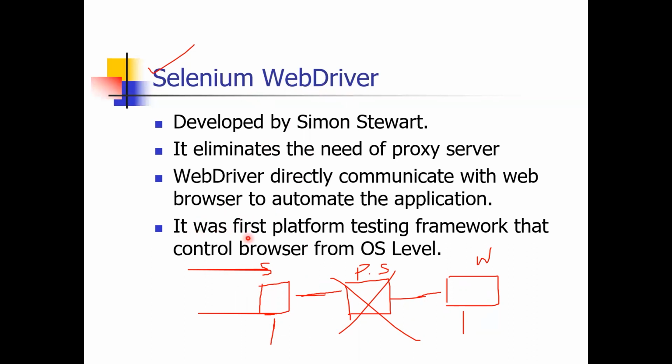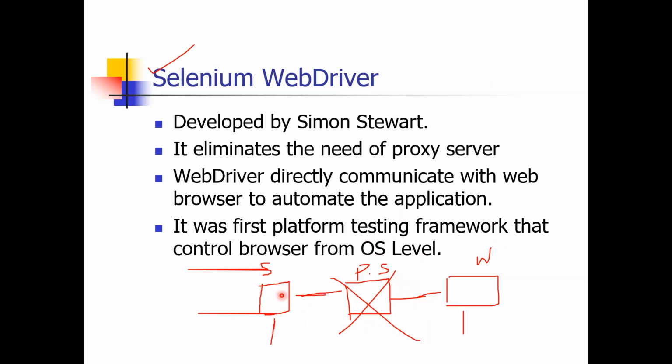It was the first cross-platform testing framework. Framework means a set of structures, a set of rules. What do you mean by framework? There are some predefined rules, some set of structure. So it is the first cross-platform testing framework that controls the browser from the OS level directly without the need of a server.